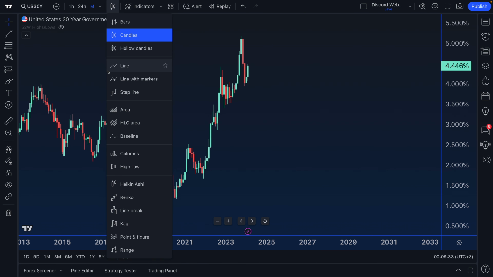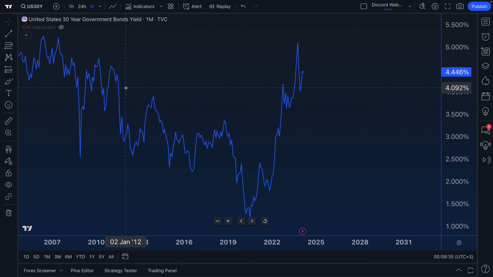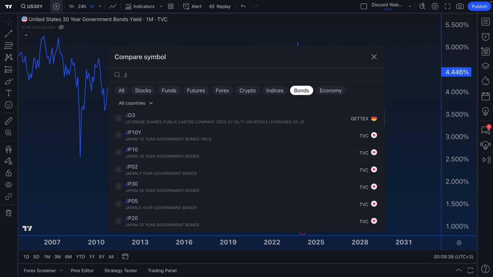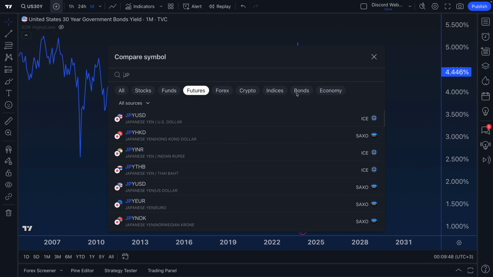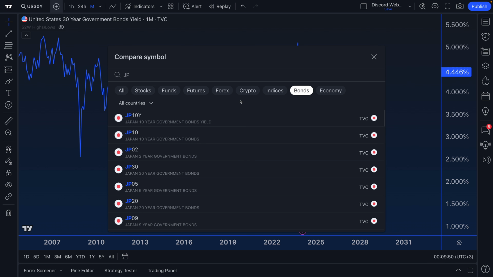A few things we want to show you is just how to compare different bond yields. So this is blue. Now, if we wanted to, for example, add Japan, well, we type in JP. You can see we have bonds selected. We only want to see bonds. Remember, it's up to you how you want to sort. For this video, we are only looking at bonds.